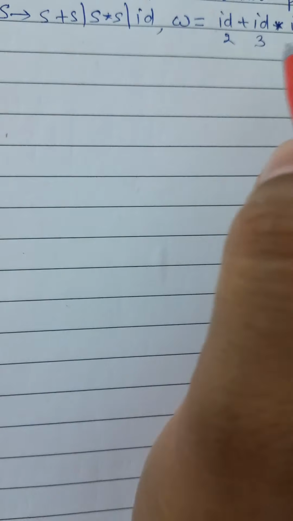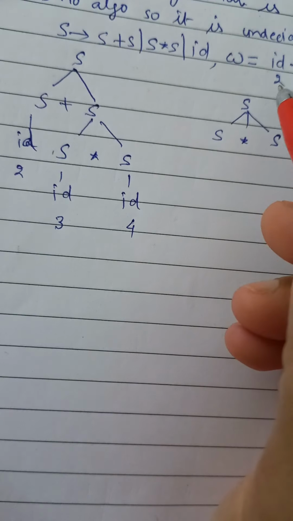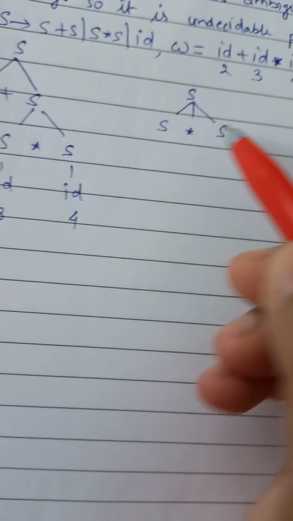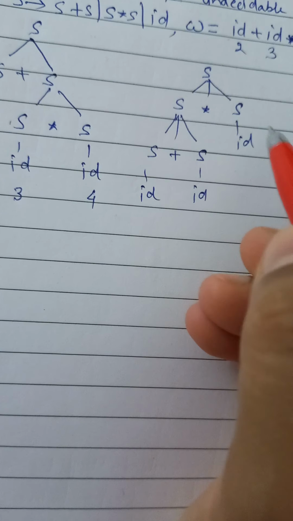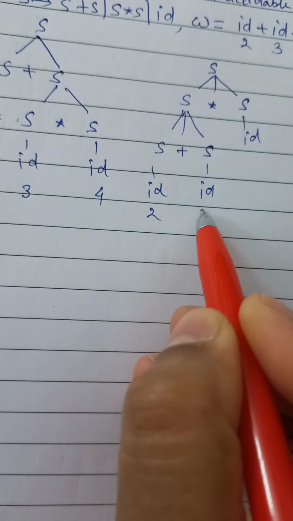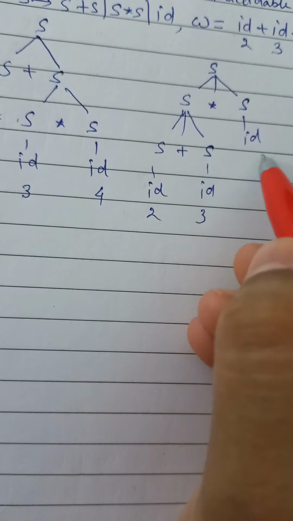Now we are going to make another parse tree, because this grammar is ambiguous. So let's start from the start symbol. Here first we take S star S, but we need id plus id star id, so we have to break this S into S plus S. So now this will be id, and the values will be 2, 3, and 4.